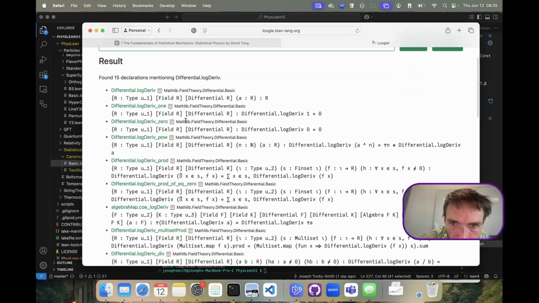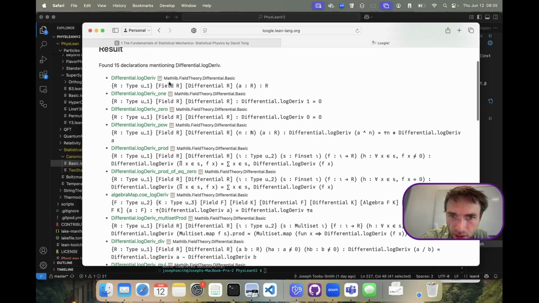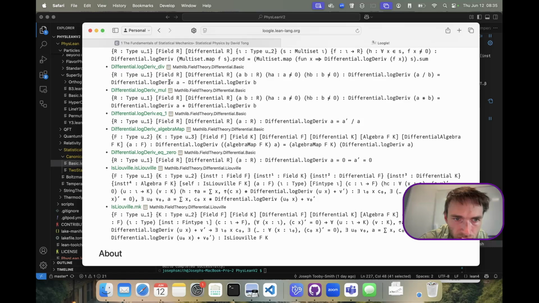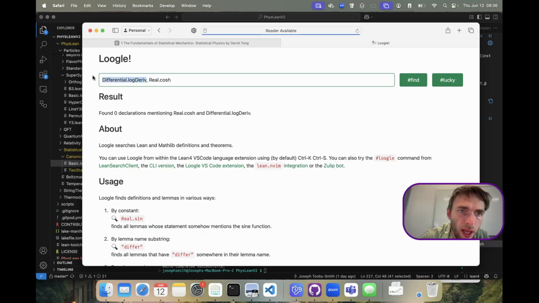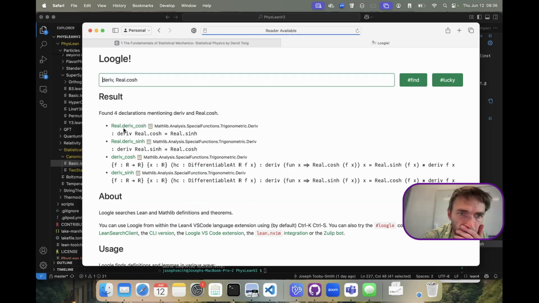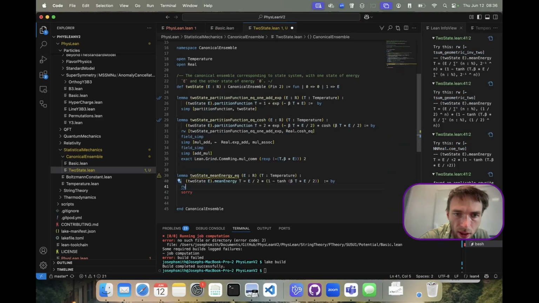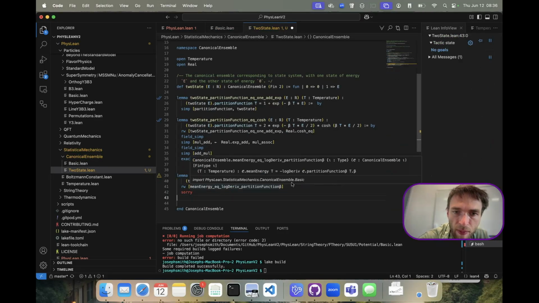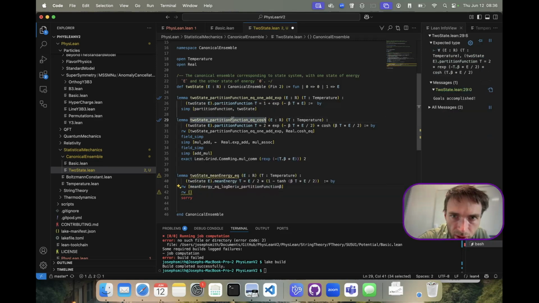Yes, so let's see. Really, we want something that's like deriv cosh. So let's see if we got anything with respect to cosh. We don't. Let's see if we've got anything with deriv and cosh. Okay, so we've got that this thing here is true. So this might work actually. So let's see if we can go like this. We can go rewrite the mean energy in terms of the derivative of the partition function. And then we can use that we have the partition function.